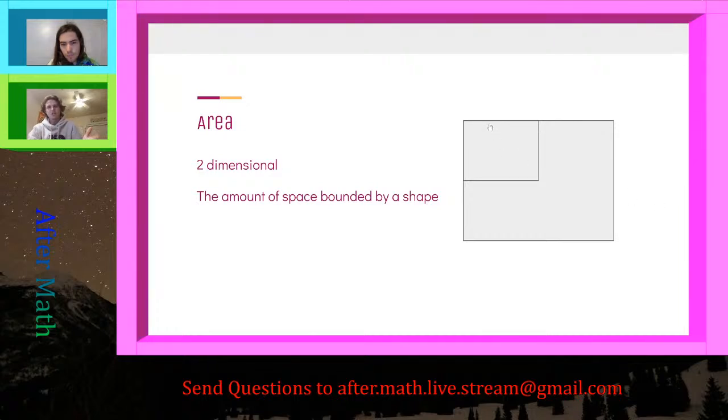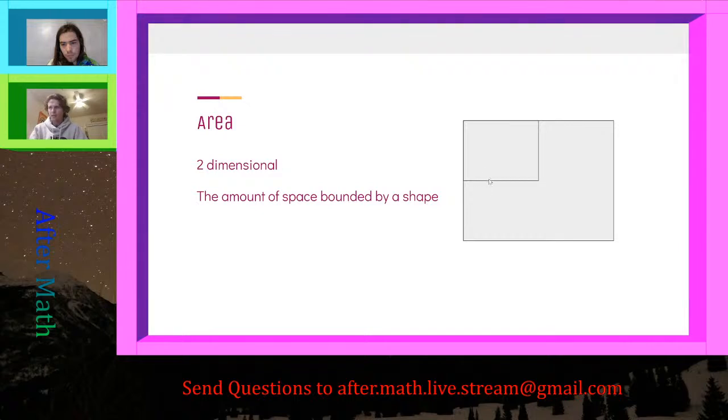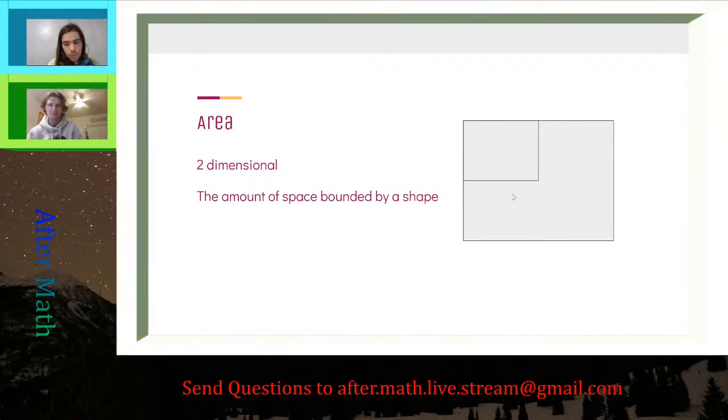But what happens when we don't know the formula for a shape? What if it's some crazy curve that would seem impossible to find the area of? That leads us to a big topic for tonight, and that is integration or integrals. Okay.